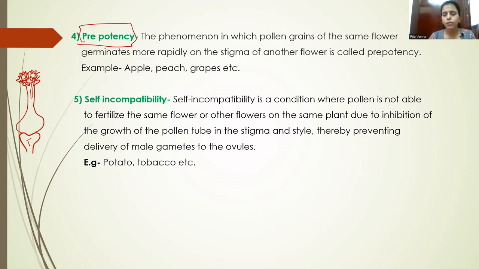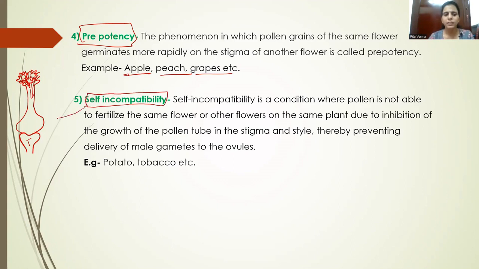Now, for example, if this stigma never receives a pollen grain from any other flower for promoting cross pollination, then at last the stigma will finally allow the germination of the pollen grain of its own flower. This can be found in plants like apple, peach, grapes, etc. Next adaptation is self-incompatibility.